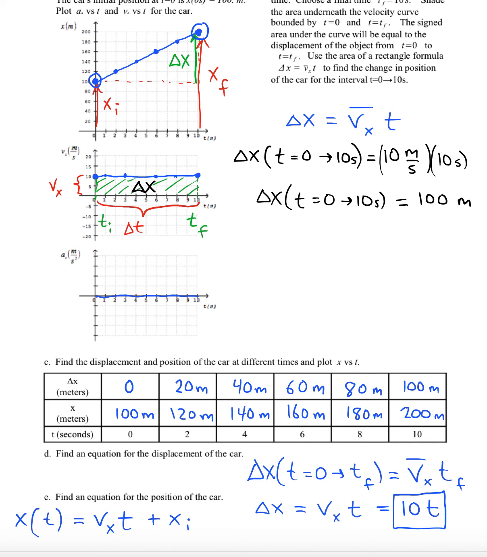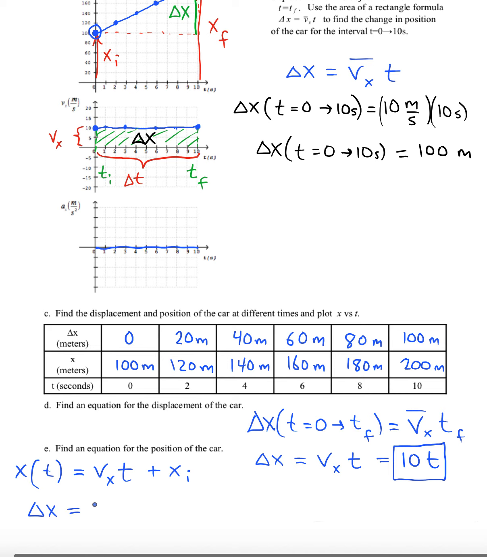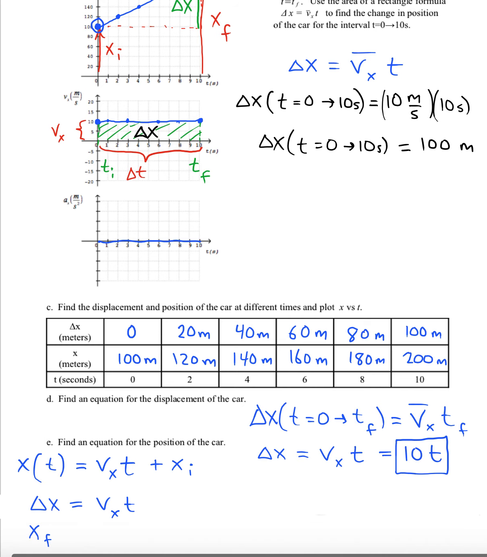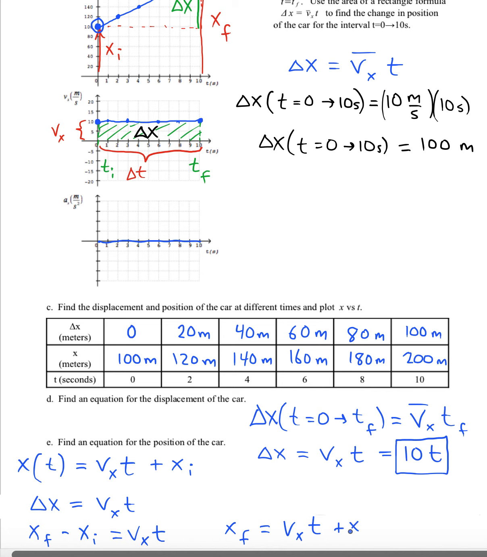Now, how do we get that formula? Well, let's remember that delta x can be rewritten as x final minus x initial. Now, if we simply add xi to the other side, then we'll get x final equals vxt plus xi.